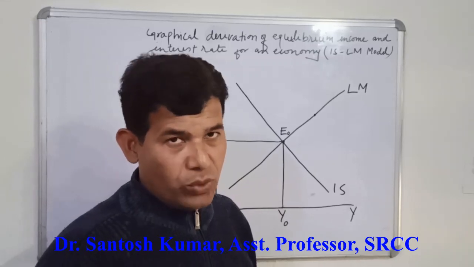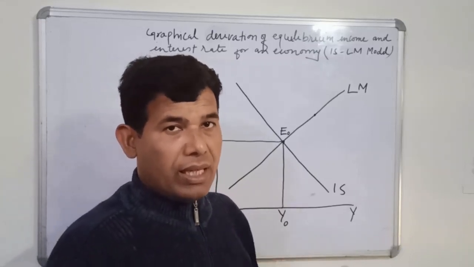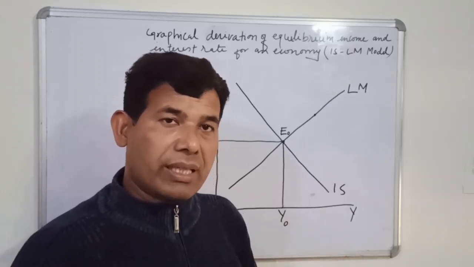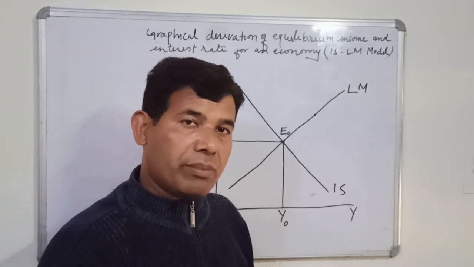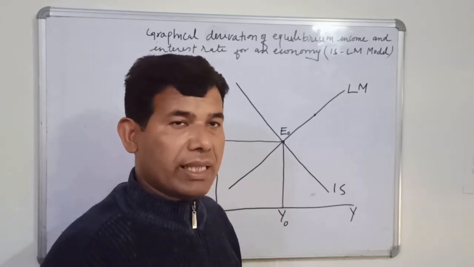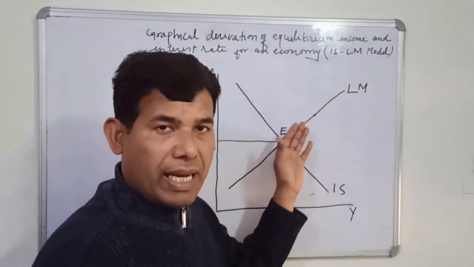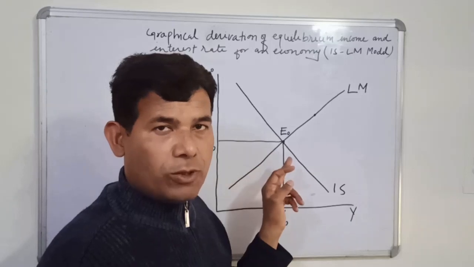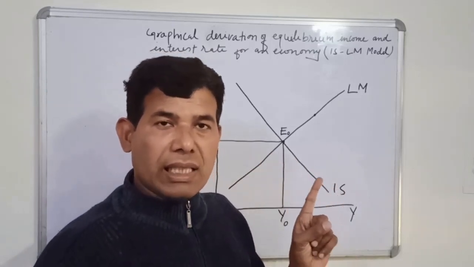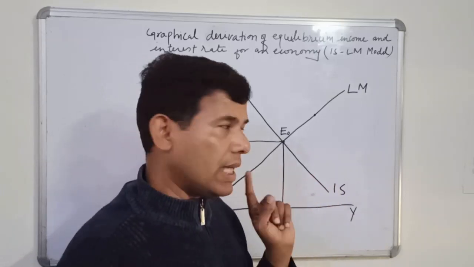The way we use the IS equation and LM equation to derive algebraically the equilibrium level of income and interest rate at which conditions of equilibrium in the money market and goods market both are satisfied. Similarly, here we are going to bring together the IS curve and LM curve to find out that equilibrium income and that equilibrium interest rate at which the goods market and money market both are in equilibrium.